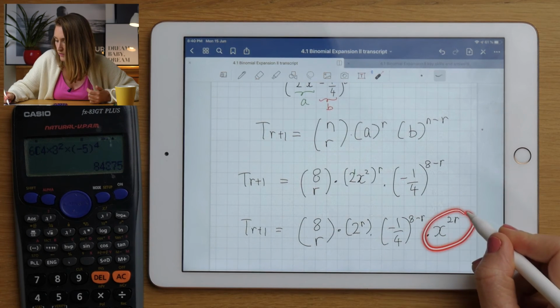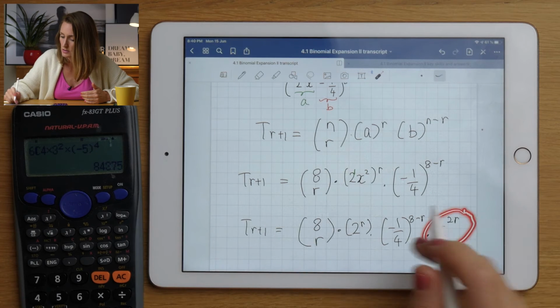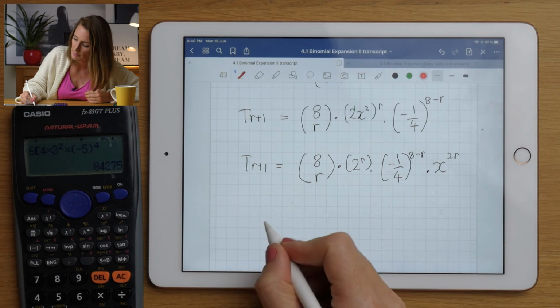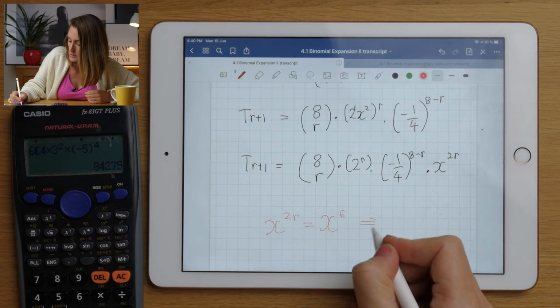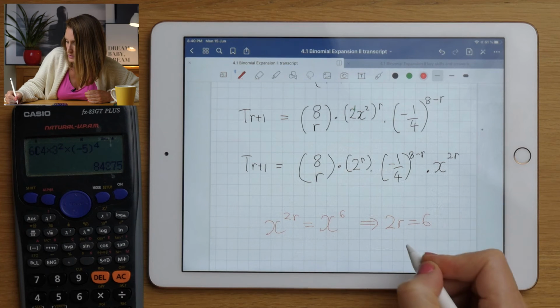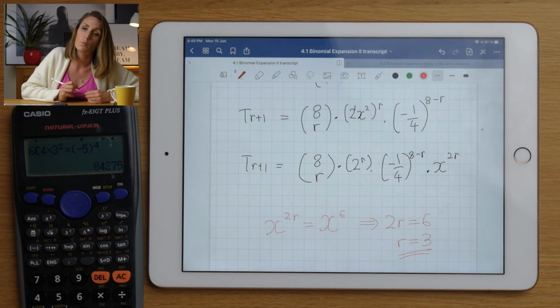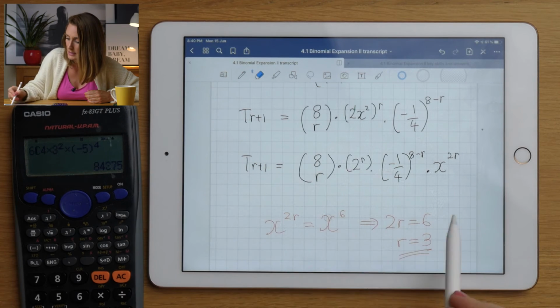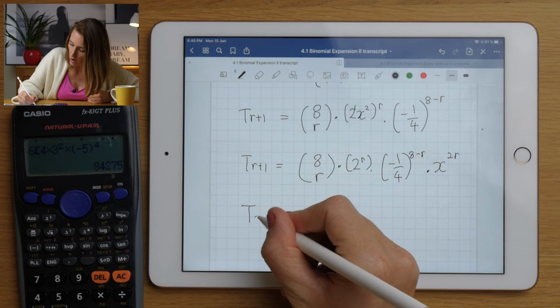Well, I just need to look over here. What value of r would give me an answer x power 6? Or you can think about it like this. You can set up a little equation. X to 2r equals x power 6. So that must mean that 2r is equal to 6 and r is equal to 3. So once you know r, it's really easy. You just go back and sub it in everywhere. So we now know that r is 3.